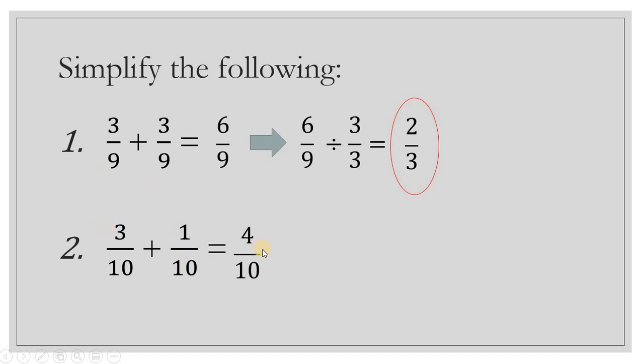So, 3 plus 1 is 4 over 10. Copy the common denominator. And then, reduce this to lowest term. What is the GCF of 4 and 10? That is 2. So, 4 divided by 2 is 2, and 10 divided by 2 is 5. So, therefore, the final answer here is 2/5.